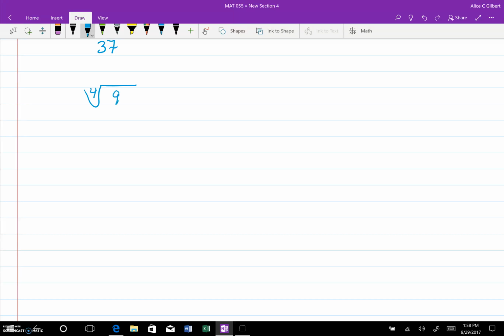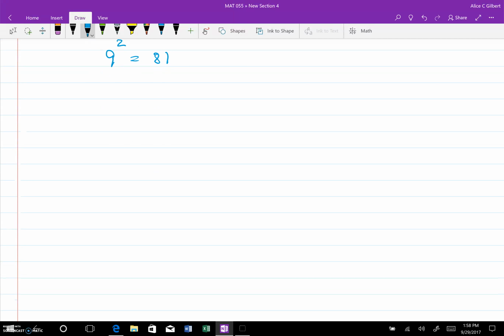Okay? Let's just look at something like this again. The 4th root of 9 to the 8th. Well, instead of doing it like we did before, let's put this in exponent form. Remember, the exponent becomes my numerator, the index my denominator. Now, what is 8 divided by 4? Well, that's 2. And what is 9 squared? 81. I'm done.